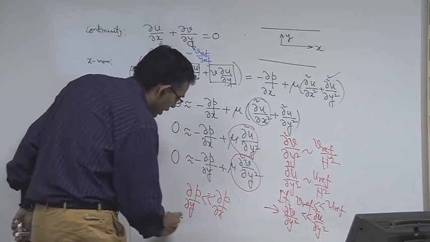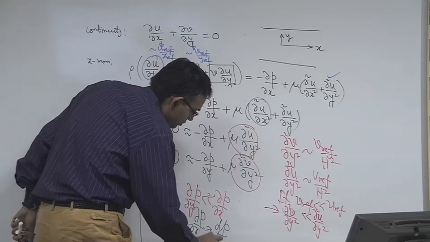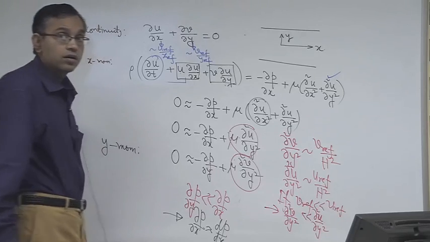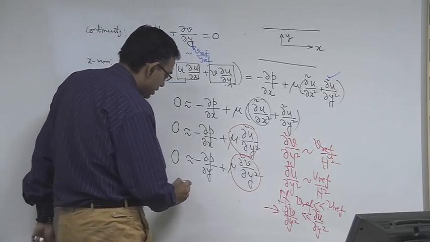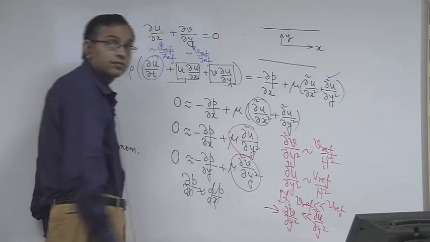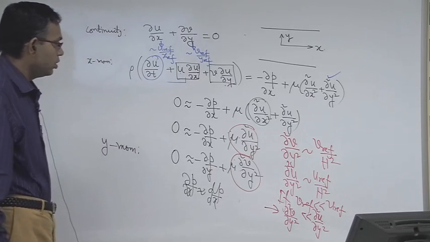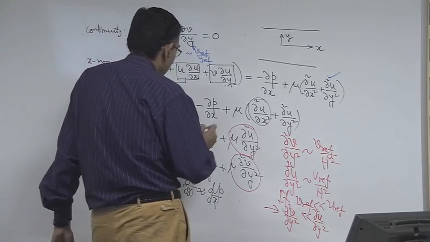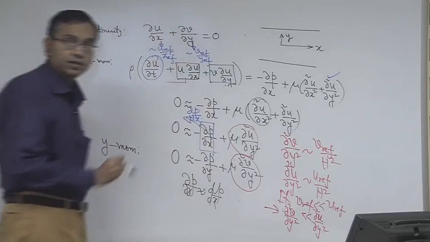If that is so, then you can write del P del X approximately as dP dx. I am writing it again because this part of the board is not visible. So del P del X is approximately equal to dP dx. So then we are left with this equation, where this can be replaced by dP dx approximately.